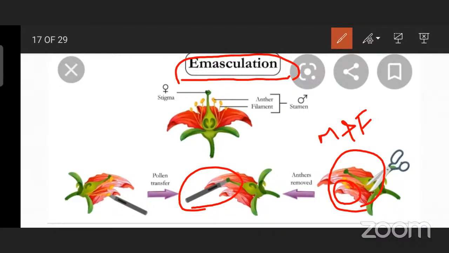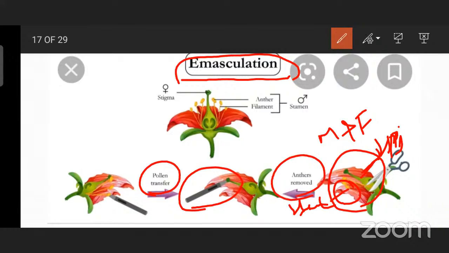So here, pollen grains are transferred. This is a bisexual flower. This is the male reproductive organ, the stamen. This is the female reproductive organ, the pistil. So the anthers of the male reproductive organ are removed with the help of forceps. This process is known as emasculation.